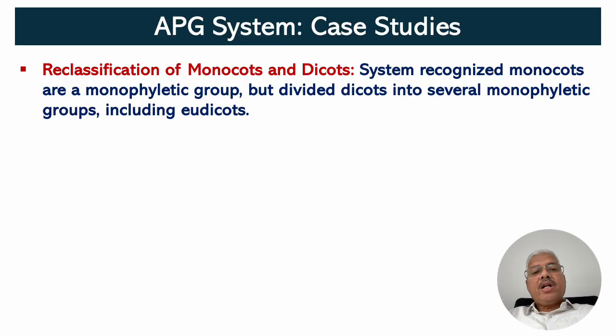These are some of the case studies which illustrate the significant impact of the APG system on our understanding of plant diversity and evolution by providing a more accurate and reflective classification of the plants. Some of the case studies include reclassification of monocots and dicots, recognition of new plant families, merging of existing families, and change in plant relationships.